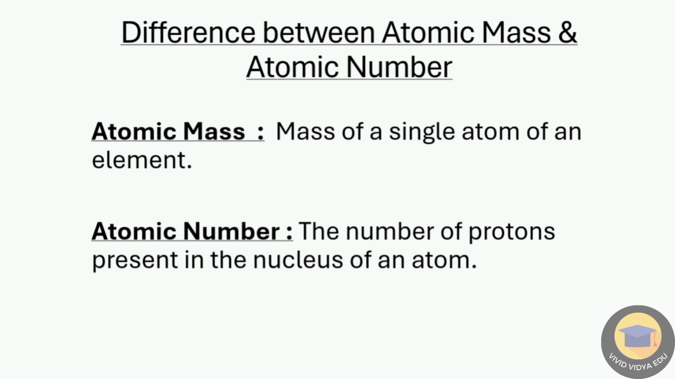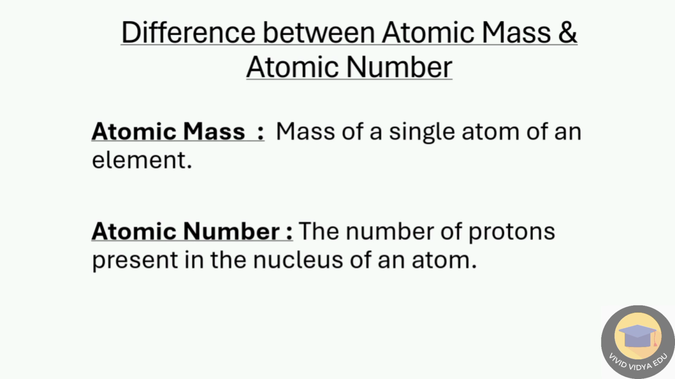So what's the difference between atomic mass and atomic number? Atomic mass, as we discussed earlier, is the mass of a single atom of an element. And with the discovery of subatomic particles like electrons, neutrons, and protons, atomic number was defined as the number of protons present in the nucleus of an atom. So this was a complete shift, and everything was now based on atomic number. Elements were arranged in increasing order of their atomic number in the modern periodic table.